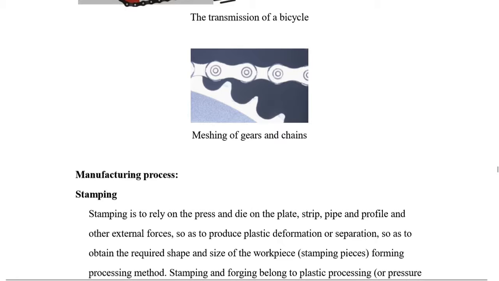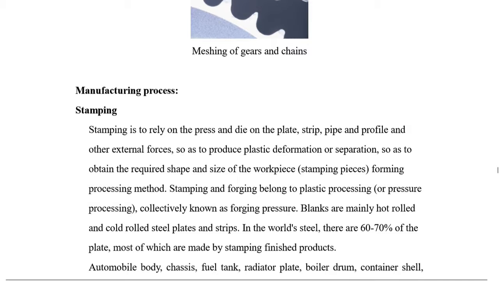Then, as for the manufacturing process, we use the stamping process. Stamping is to rely on the press and die on the plate, shape, pipe, and profile and other external force, so as to produce plastic deformation or separation, so as to obtain the required shape and size of the workpiece. Forming process method.